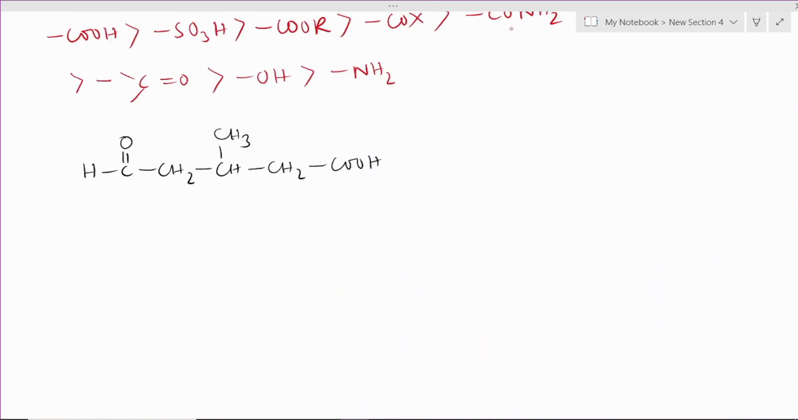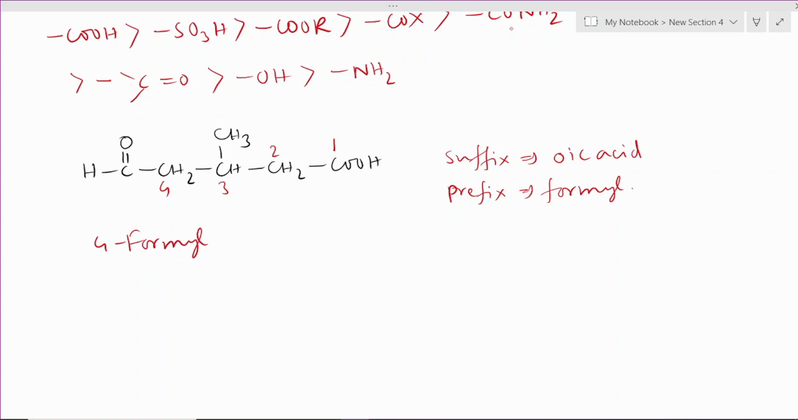Here we will do numbering from the acid group because it gets the first priority: 1, 2, 3 and 4. So the suffix will be oic acid and the prefix will be formyl. So the name will be 4-formyl 3-methyl butanoic acid.